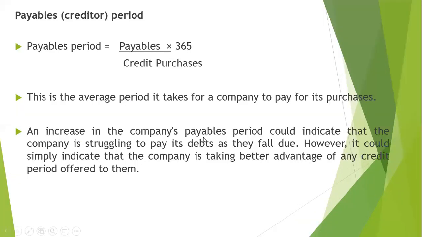An increase in the company's payable period could indicate that the company is struggling to pay its debts as they fall due. So මෙතන නමුත් අපි set කරගත්ත payables period එකටත් වඩා අපිට පේනවා නම් යනවා කියලා. ඒතකොට එතන indicate කරනවා අපි මොනවා හරි ප්‍රශ්නයක් තියෙනවා කියන එක. However, it could simply indicate that the company is taking better advantage of any credit period offered to them.